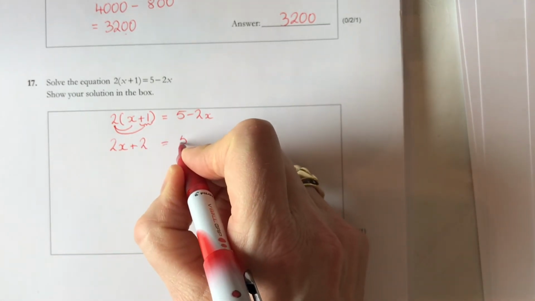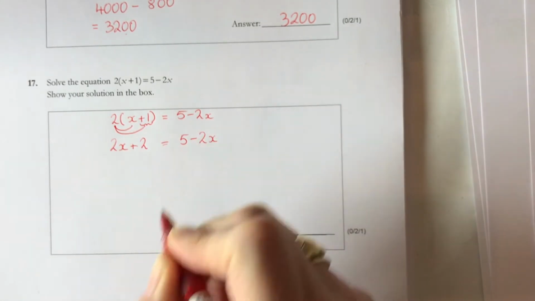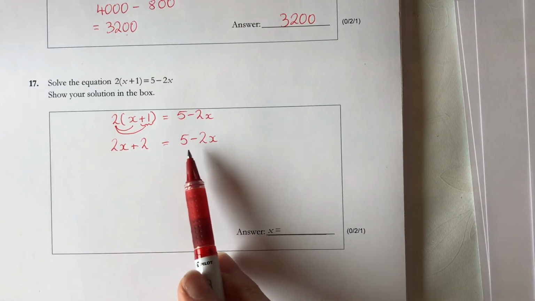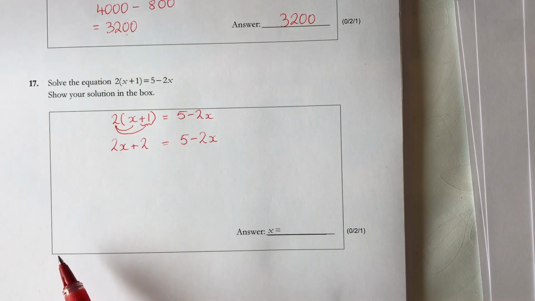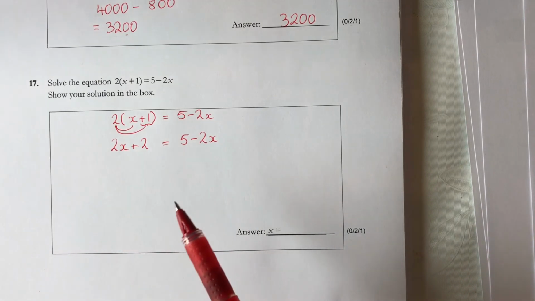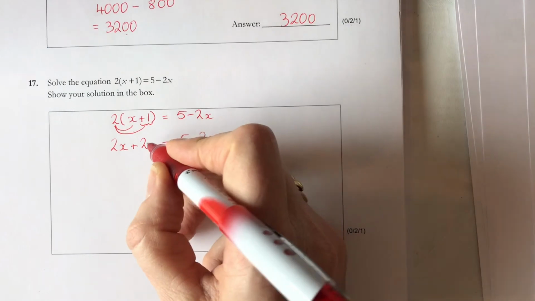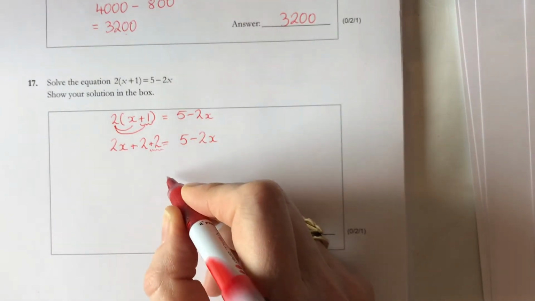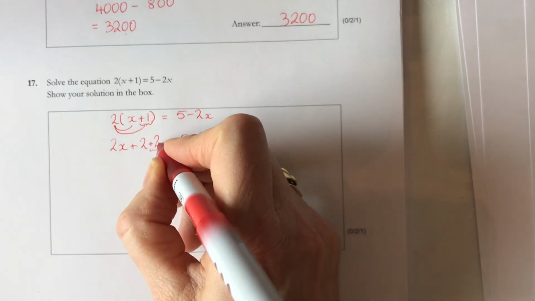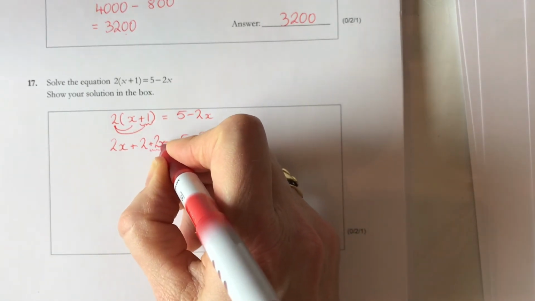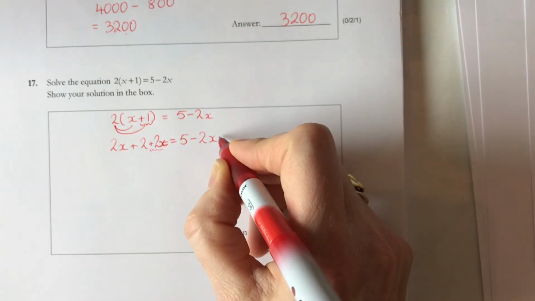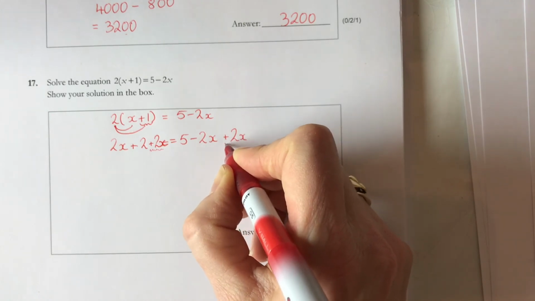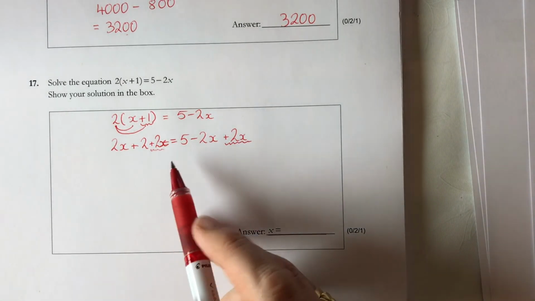And we actually haven't done anything just yet with the expression on the right-hand side. So our equation is now 2x plus 2 equals 5 minus 2x. Well, we'd like all our x's on one side, so let's just add 2x to the left-hand side of the equation. If we do that to the left-hand side of the equation, we have to add 2x to the right-hand side of the equation too. And what do we get then?